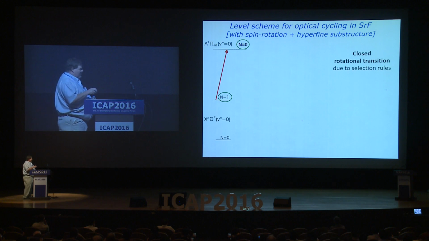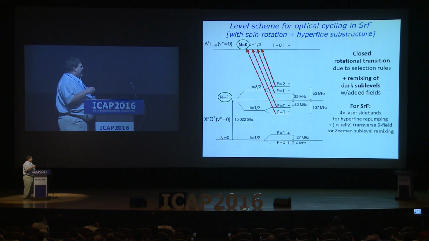Okay, so I've been describing our system in this sort of toy model of having a state with angular momentum 1 driving to a state with angular momentum 0. But real life is not that simple. Strontium fluoride has an unpaired electron spin. It also has an unpaired nuclear spin from the fluorine, a spin 1/2. So the reality is there's spin rotation and hyperfine structure with the ground state having 4 sublevels split by some tens of megahertz. The excited state has substructure, but it's unresolved.